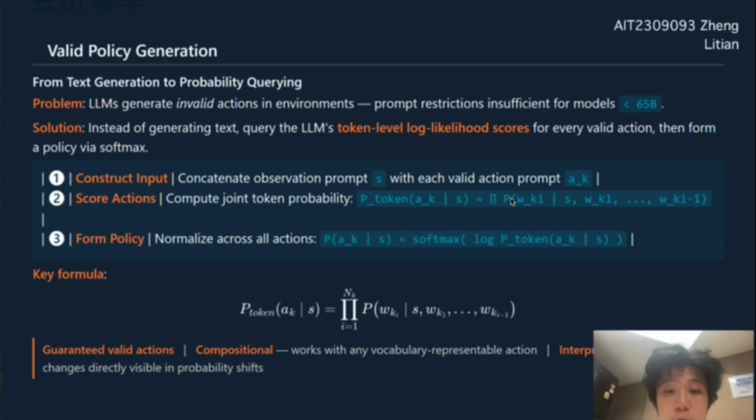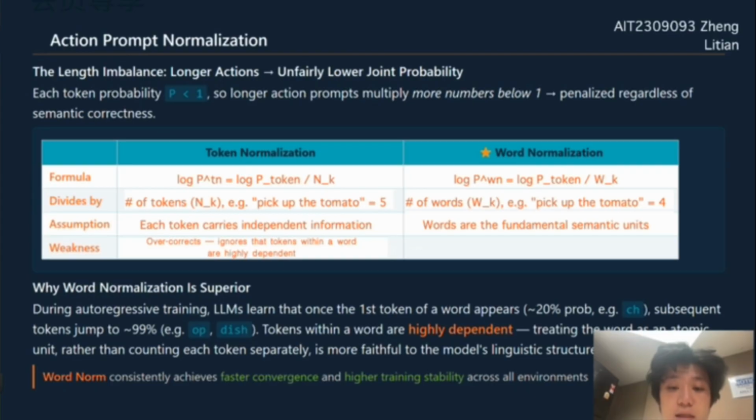It computes a joint token probability, and then applies softmax across all actions to obtain a behavior policy. This guarantees the syntax of an action is always valid and allows the framework to work with actions that can be expressed in natural language. The next part is the action prompt normalization.